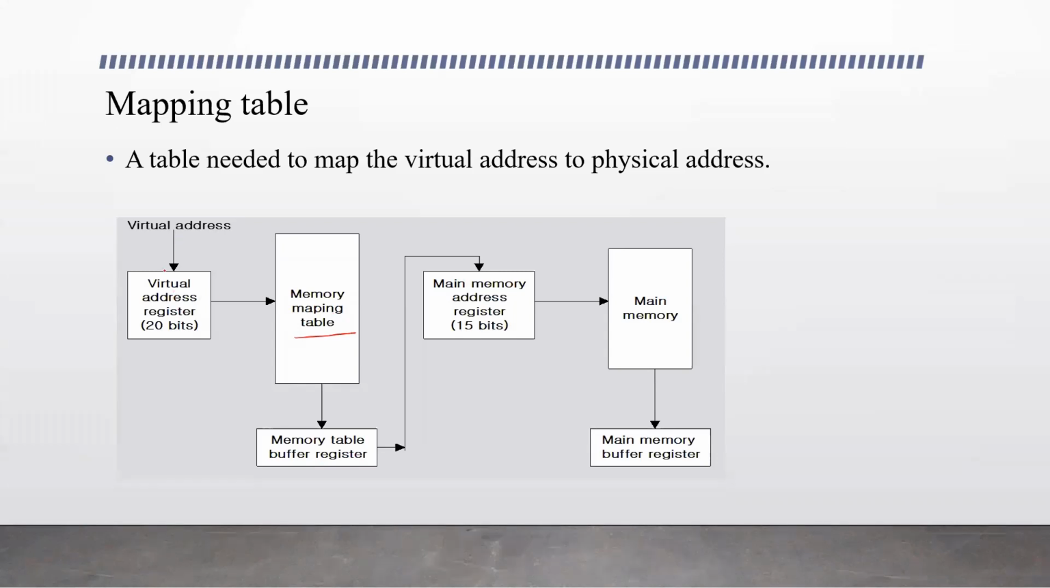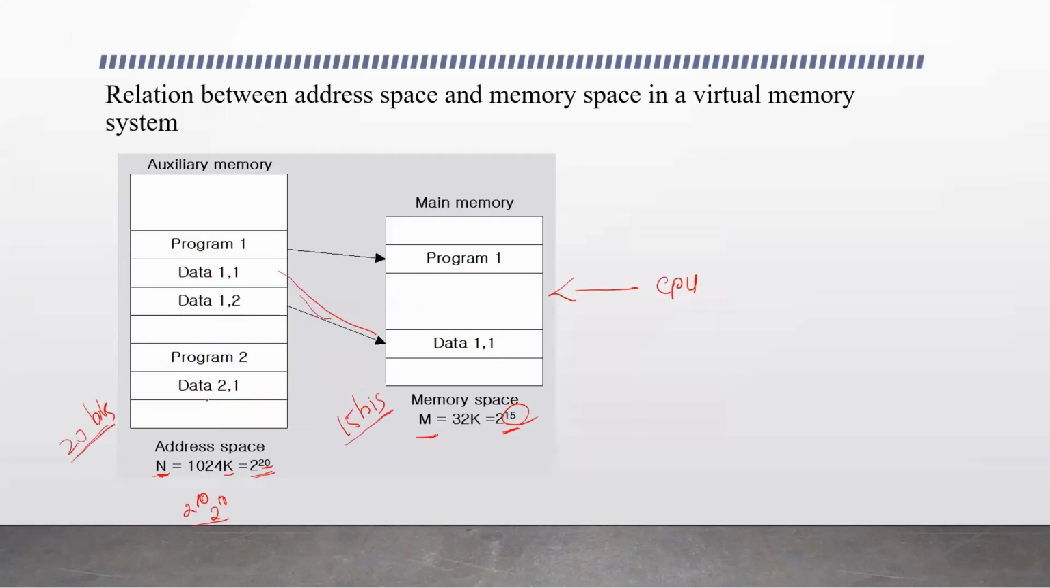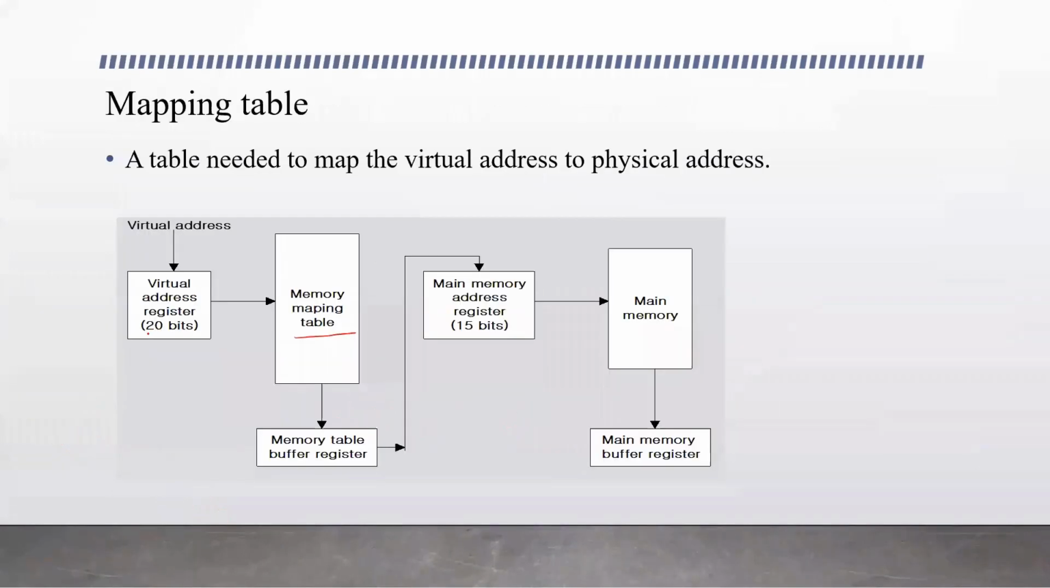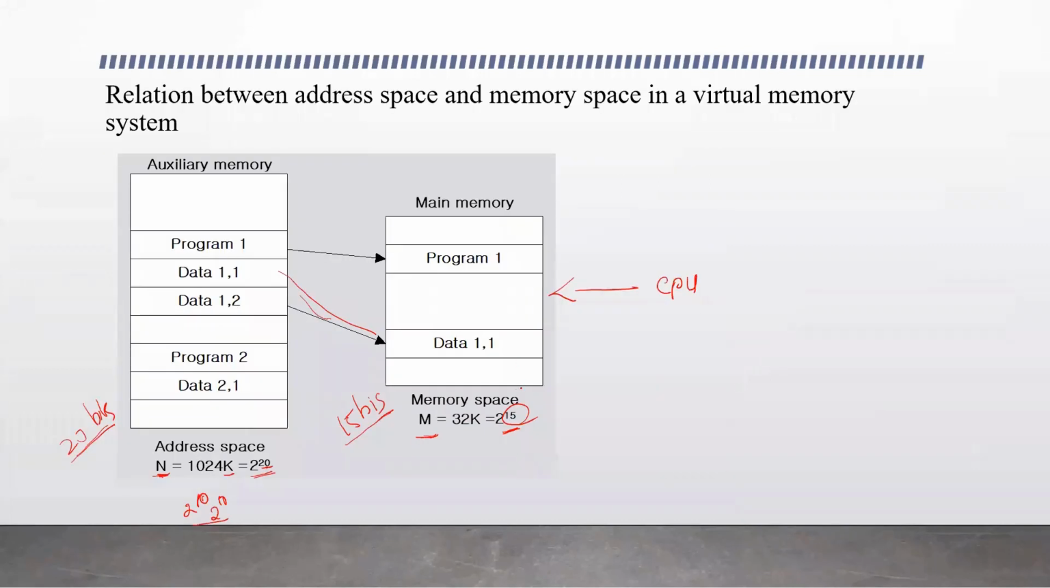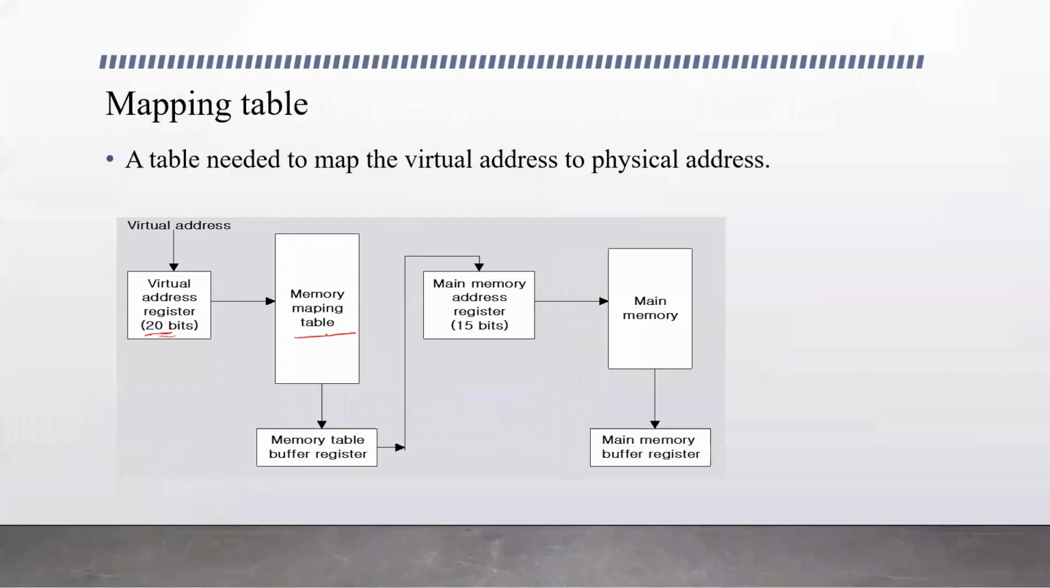And initially, we have the virtual address register. In this example, the size of the memory is 1024K, so 2 power 20, so the virtual address will have 20 bits. And the mapping table is used to convert this address into how many bits are needed to address the main memory? 15 bits. So to convert this 20 bits to 15 bits, we need a mapping table. So this mapping table is used to map this virtual address to the physical address.